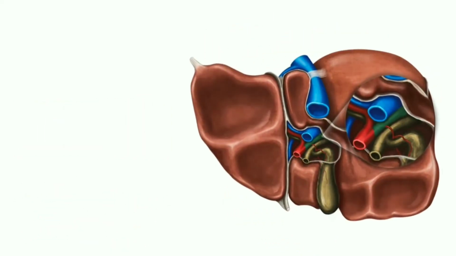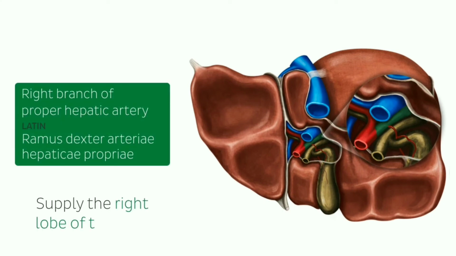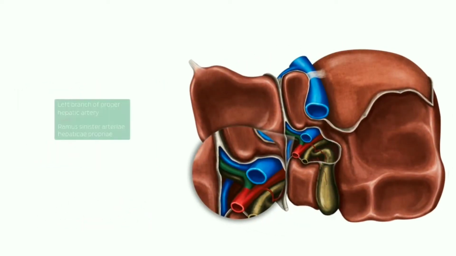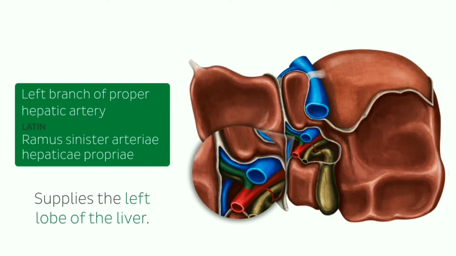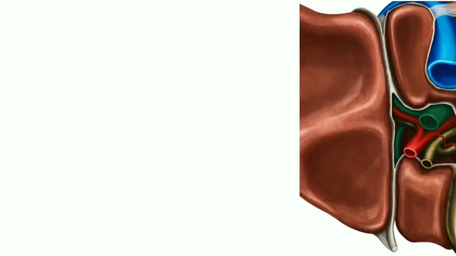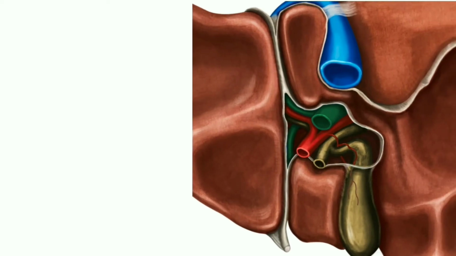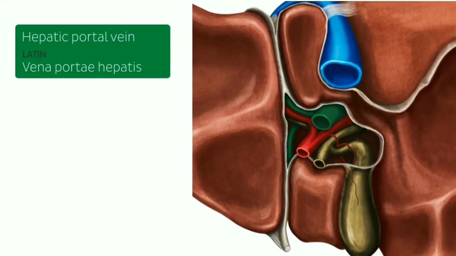The right branch of the proper hepatic artery supplies the right lobe of the liver. It is important to note that a variation may also occur where the right hepatic artery arises from the superior mesenteric artery instead. The left branch of the proper hepatic artery supplies the left lobe of the liver. In the same way as the right branch of the proper hepatic artery, a variation may occur in the left branch, where it may arise instead from the left gastric artery. The next structure that is also part of the portal triad we looked at earlier is the hepatic portal vein.